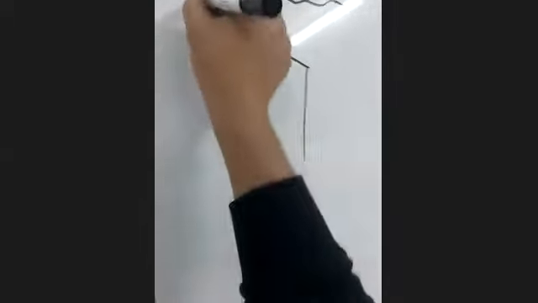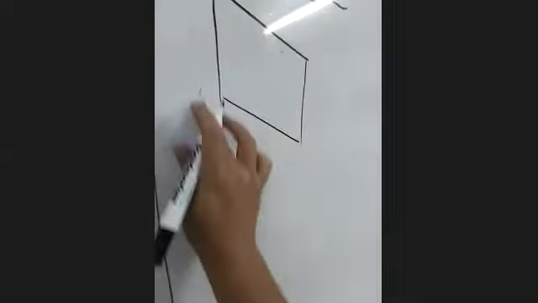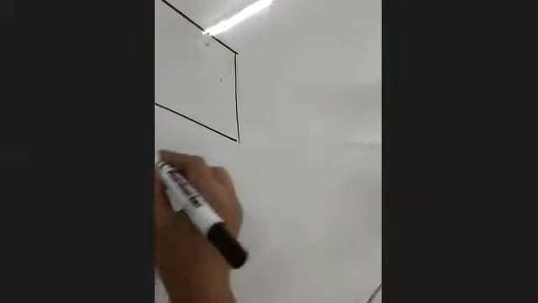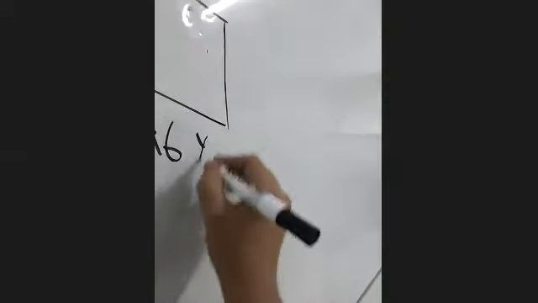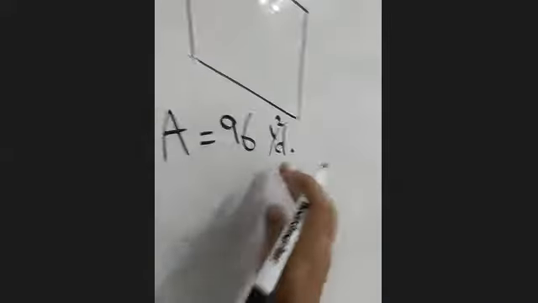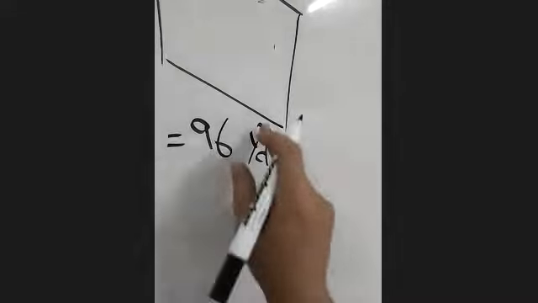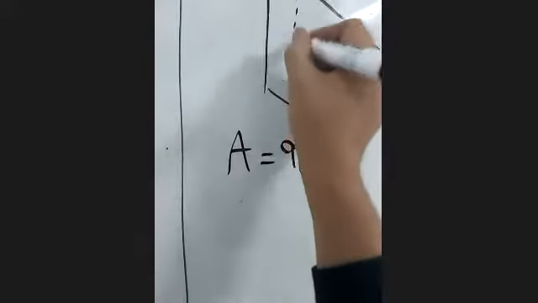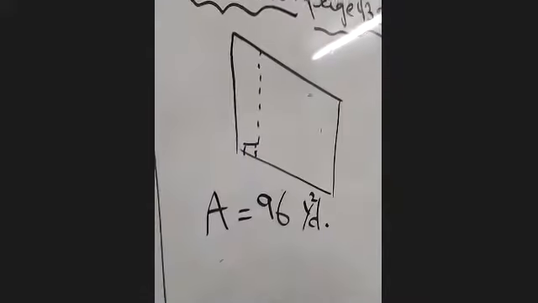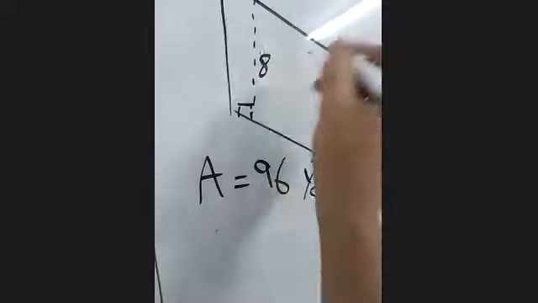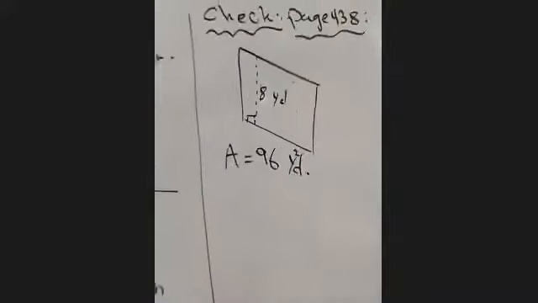Good. So we have a parallelogram here. It's graphed here. And what we have: A is 96 yard squared. YD, guys, means yard. So A equals 96 yard squared. So they gave us the A. And they gave us what? The height. How much is the height? 8 yard. And they want from us to find what?